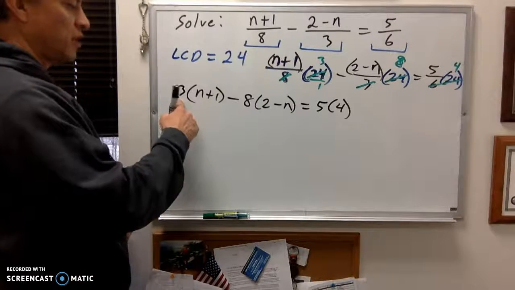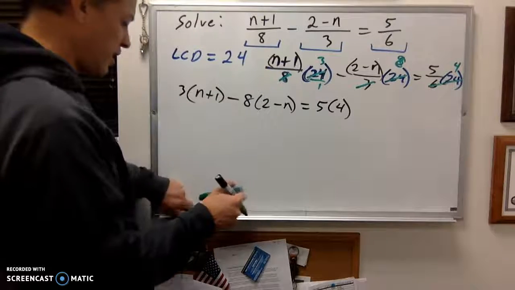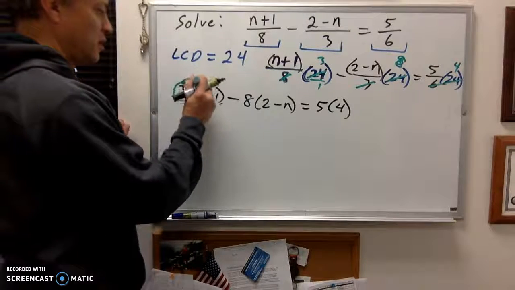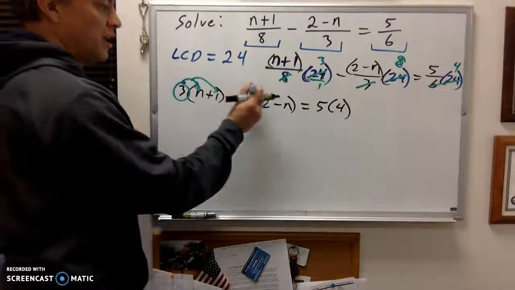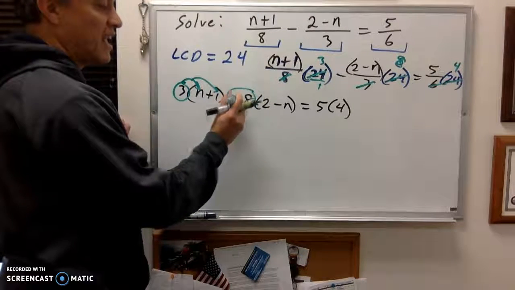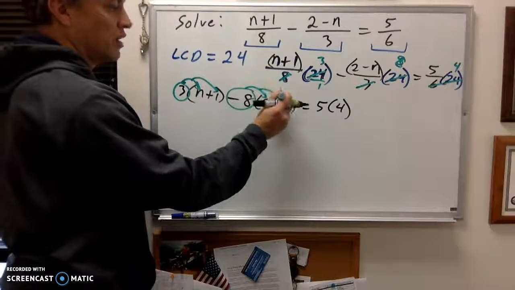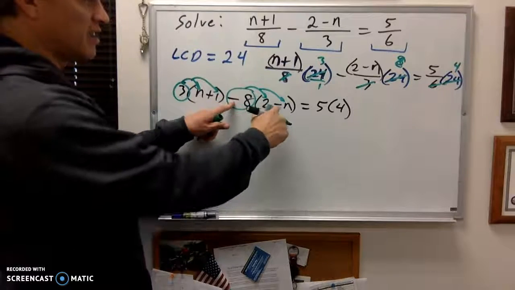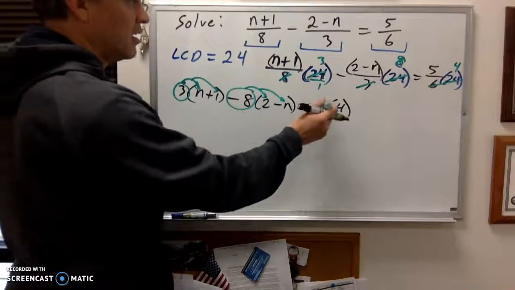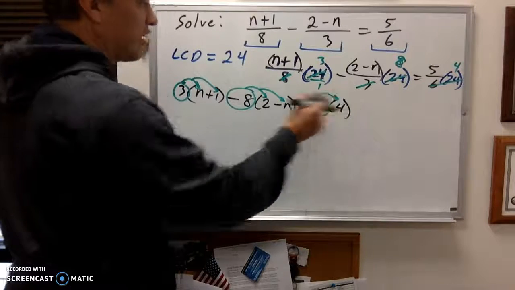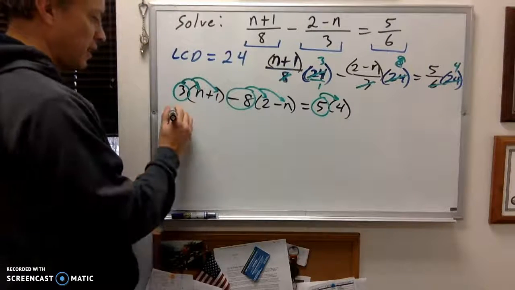So now I'll distribute my 3 through right here to the n and the 1. Here I'm going to distribute a negative 8 through here, keeping an eye that this will be a negative 8 times a negative 1. A lot of people miss that. And of course, we'll multiply the 5 by 4. So that's the next step.